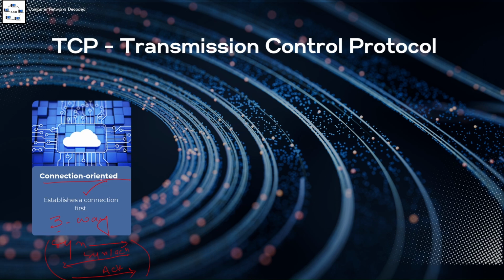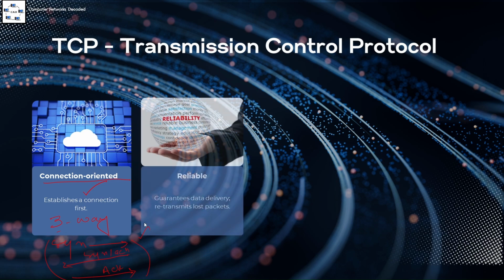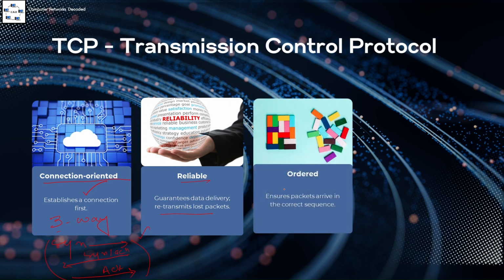So TCP is connection oriented. Before sending data, this connection must be established using this three-way handshake methodology. It is a reliable protocol. It guarantees data delivery and retransmits lost packets. So what does this mean? This means that it is reliable. If you send data, it is guaranteed that it will reach the destination. If some packets are lost in the network during the process of transmission, they will be retransmitted by TCP. And the packets are received in order.